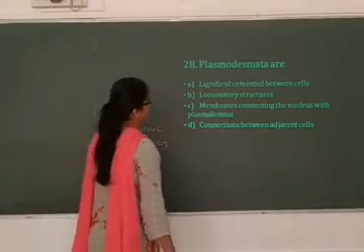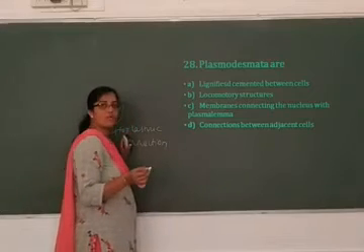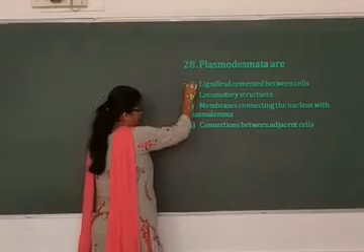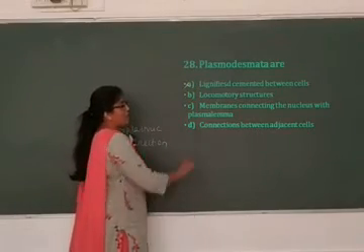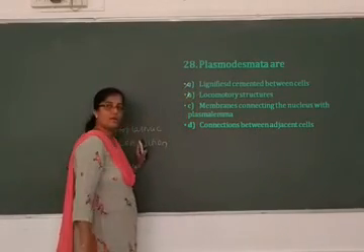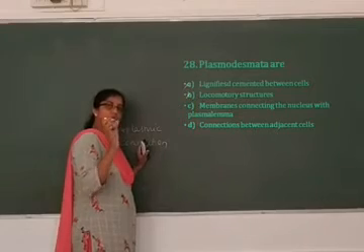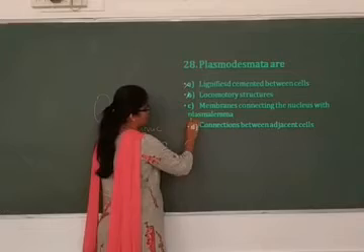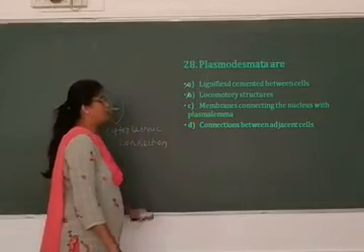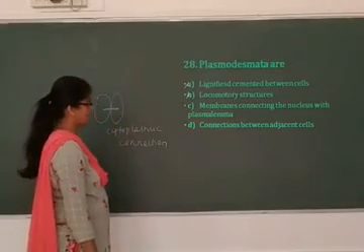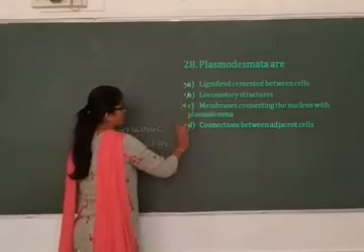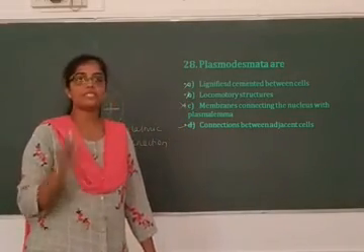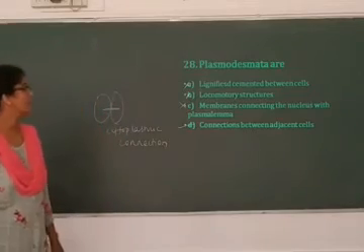Now look at the answer. Lignified cemented walls. If the cell is completely lignified, there will be no connection at all. Wrong answer. Locomotory structure is also a wrong answer. The plasmodesmata has nothing related to the locomotion of the cell. Membrane connecting the nucleus with the plasma lemma. This is also a wrong answer. Connection between the two adjacent cells is the right answer. What type of connection is it? Cytoplasmic connection.